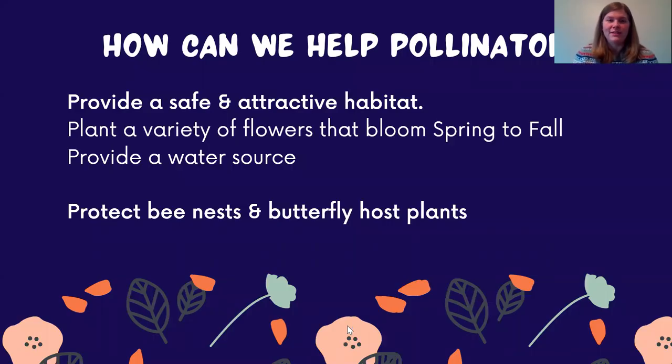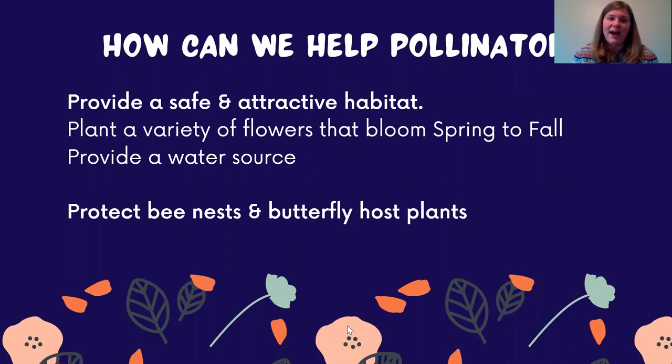So what can we do to help pollinators in our area? So some things that we can do is to provide a safe and attractive habitat for them. So if you ask your parents or maybe your schools, you could plant a variety of different flowers. We want flowers that are native to Illinois. And we want to make sure that those different flowers will bloom at different times throughout the year. So from the spring all the way to the fall. That way the pollinators have a food source throughout most of the year.